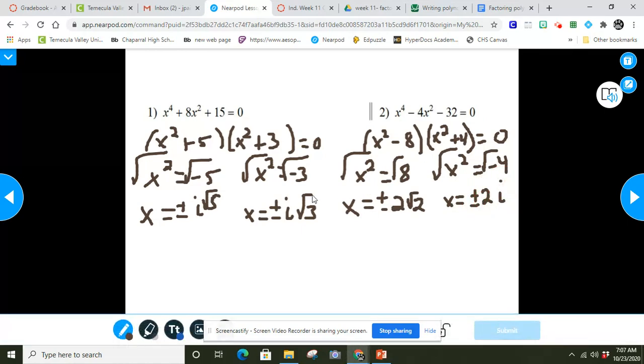Okay, remember how come over here the 3 stayed in and here the 4 didn't? Because 3 is not a perfect square, so I could not simplify it. But 4, the square root of 4 is just 2. So make sure you're aware of why sometimes the radical stays and sometimes it doesn't with the i's. All right, so those are two examples for you to have in your notes. Again, make sure you're using the Nearpod feature. It will send you that stuff right to your Google Drive. Everything that you do will be sent to you.